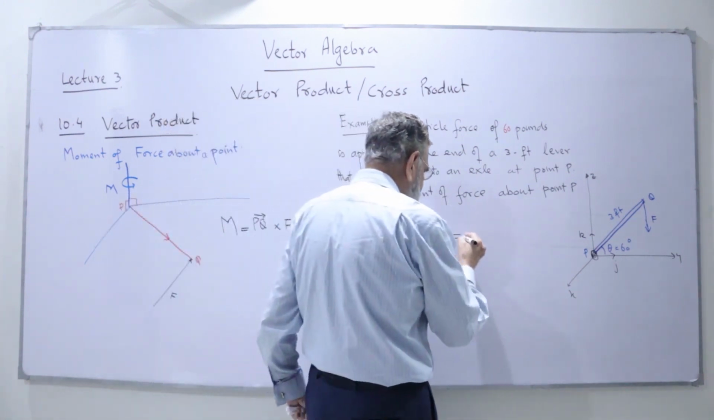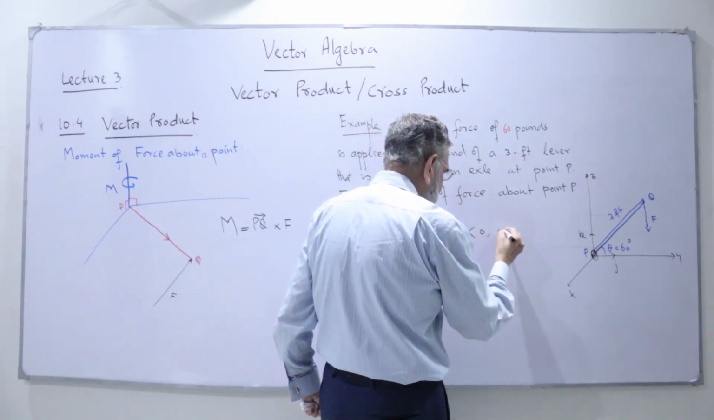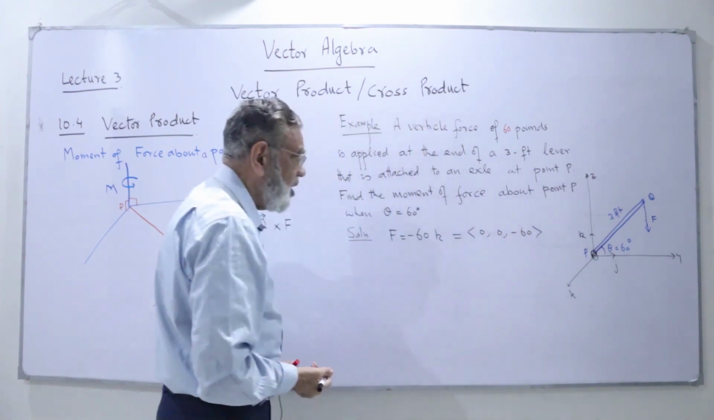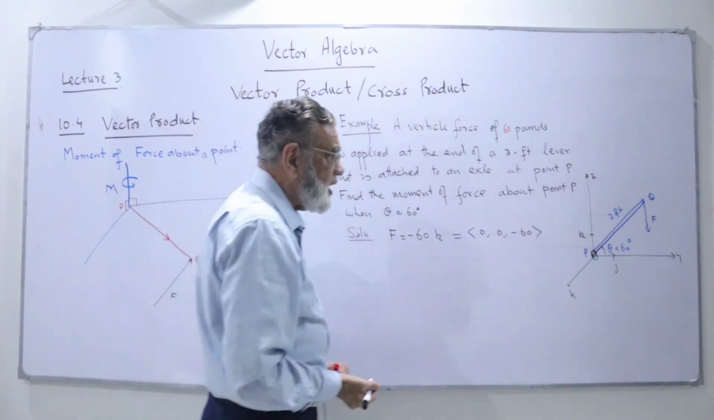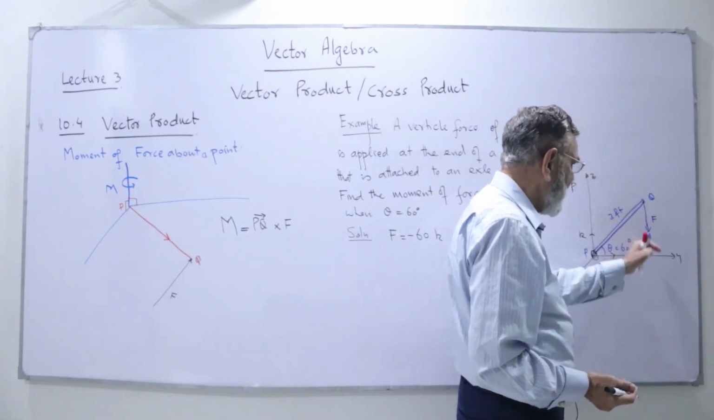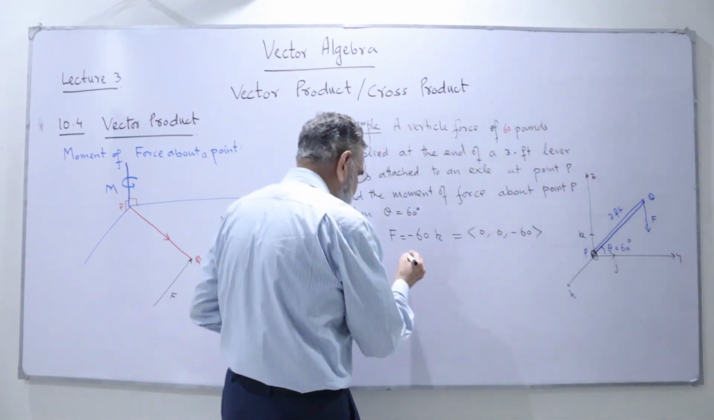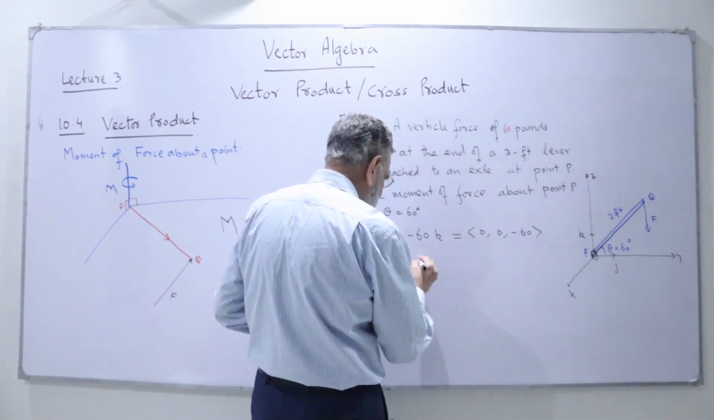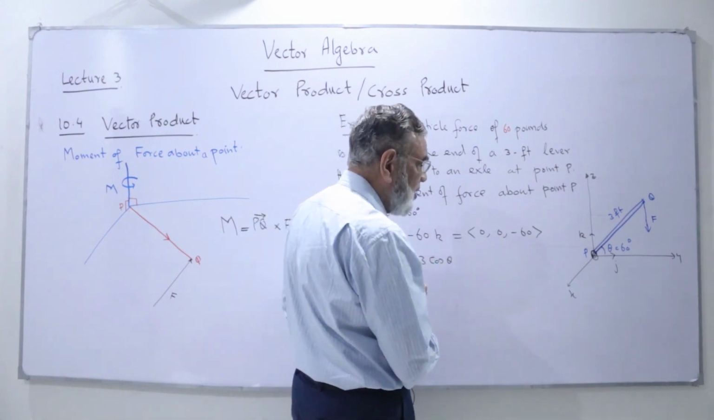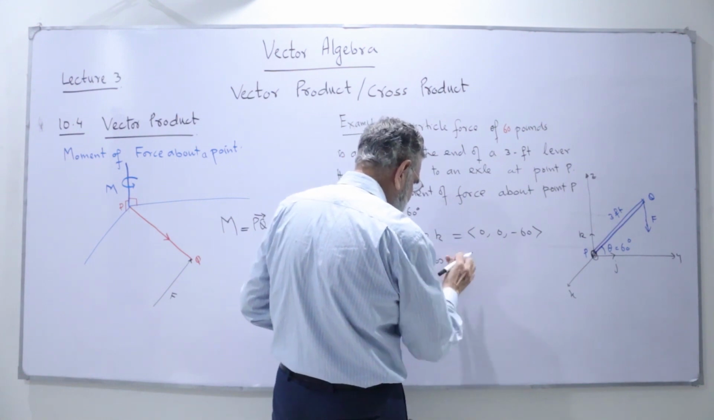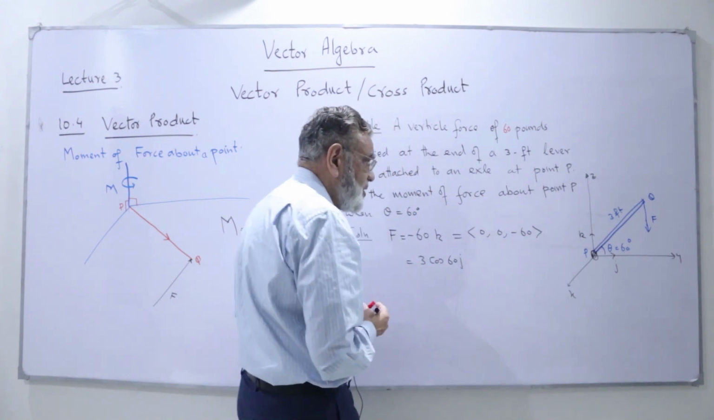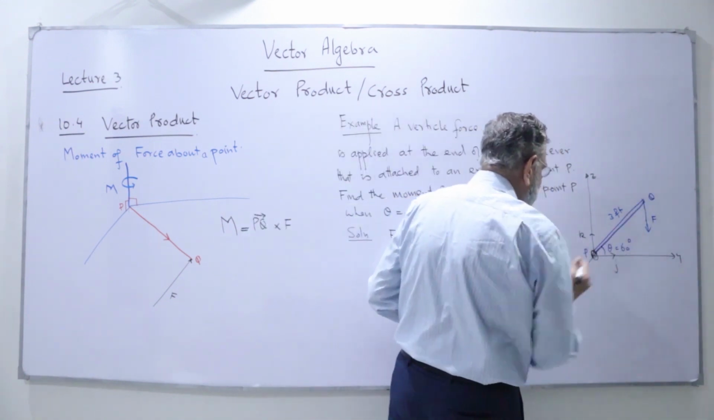I want to write it in the bracket notation. So this is my definition of the force. Now I want to find PQ. The component of PQ along the y-axis will be cosine, and along the z-axis will be sine. The magnitude is 3, so we have 3 cosine theta along the y-axis, where theta is 60 degrees, times J. Then the component opposite to theta, parallel to the z-axis, is along K.